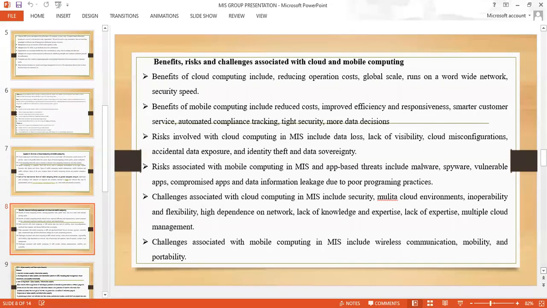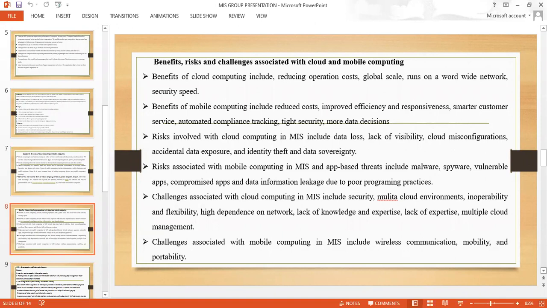Then the benefits of mobile computing include reduced costs, such as software and hardware costs. There's improved efficiency and responsiveness when it comes to the network. Then smart customer service due to automation, and automated compliance tracking with data security and more data-driven decisions.